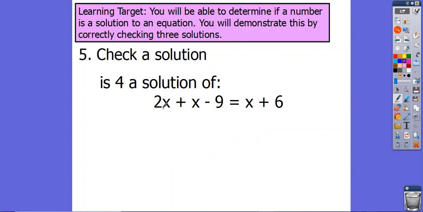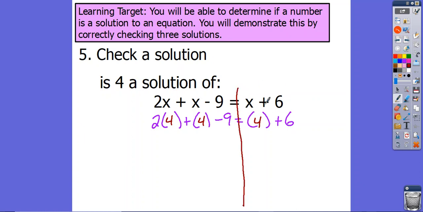Our fifth item is to check for a solution. Is 4 a solution of this? I'm going to remove the x's and put parentheses in those spots. And then I'm going to come back and put those 4's where all the x's were and see if it balances, noticing where my equal sign is. So this side's easy. 4 plus 6 is 10. So now I want to see if this side comes out as 10.